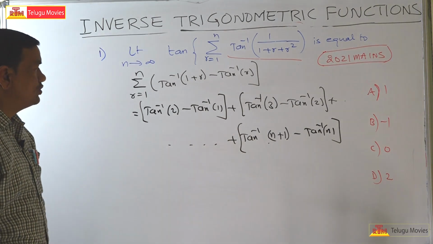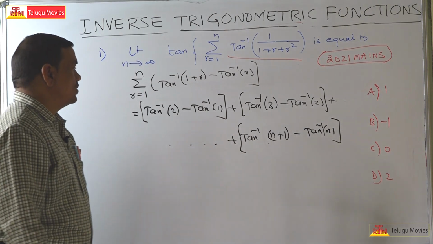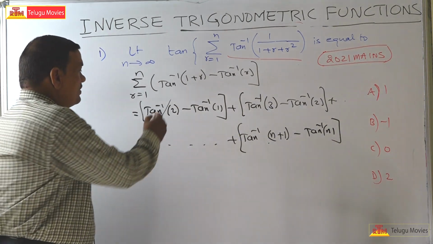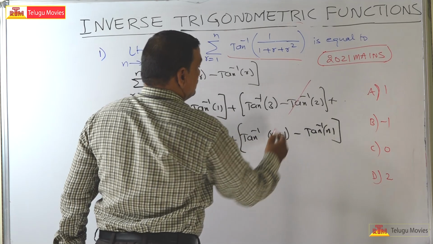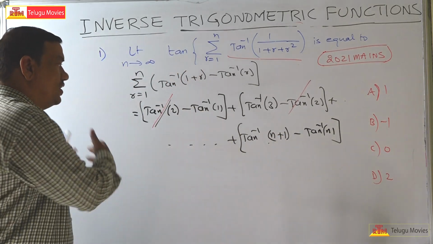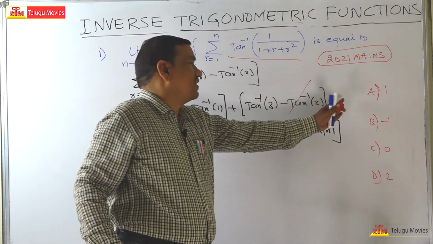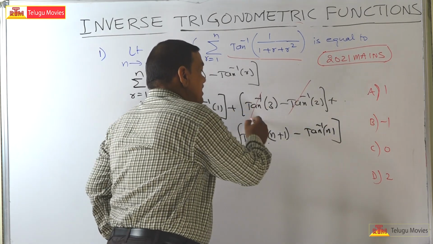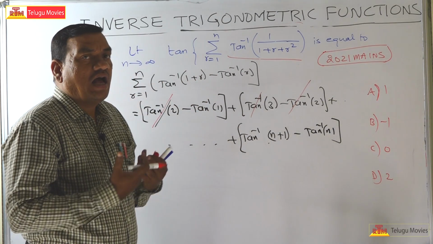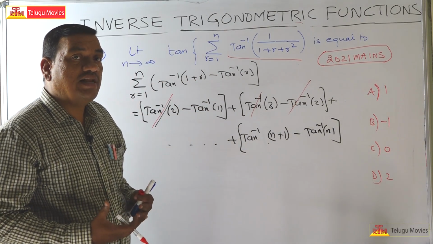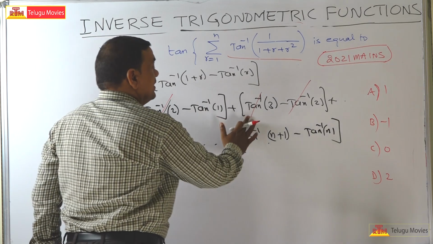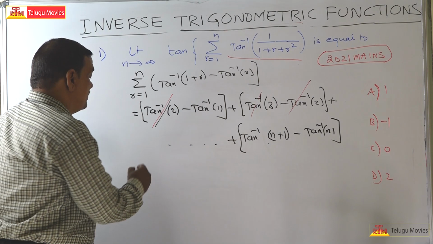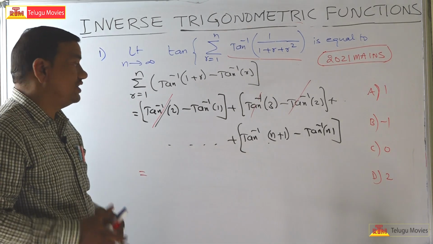Now what are the terms to be cancelled? Clearly, if you observe here, tan inverse of 2 and minus tan inverse of 2 will get cancelled. If it goes next, it will come tan inverse of 4 minus tan inverse of 3. Like that, this tan inverse of 3 also will get cancelled. Ultimately, what remains should be taken carefully, because generally students get confused here.